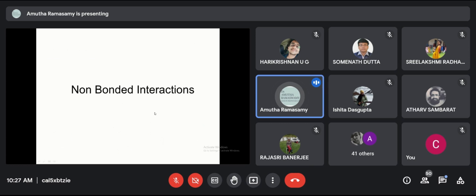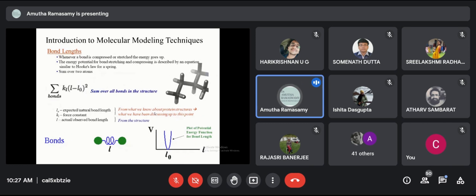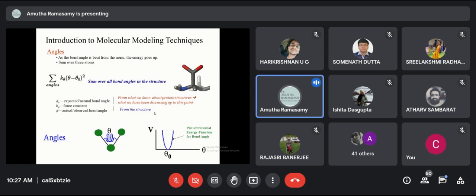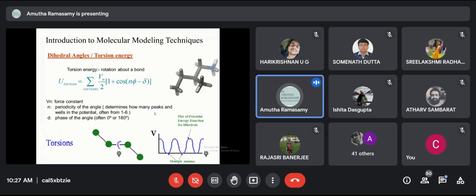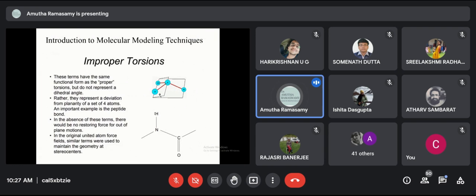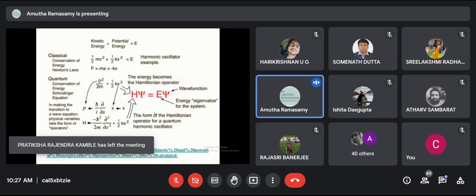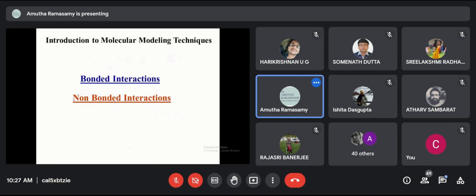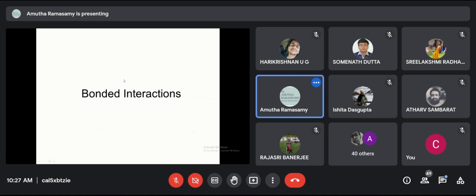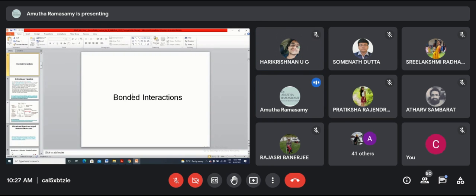So we have seen 4 components in the bonded interactions. One is the bond length, another is the angle, another is the dihedral angle, and the other is the improper torsions. All these four components make your bonded interactions. That is fine. Yes, ma'am. In the next class, we will be seeing the non-bonded interactions.